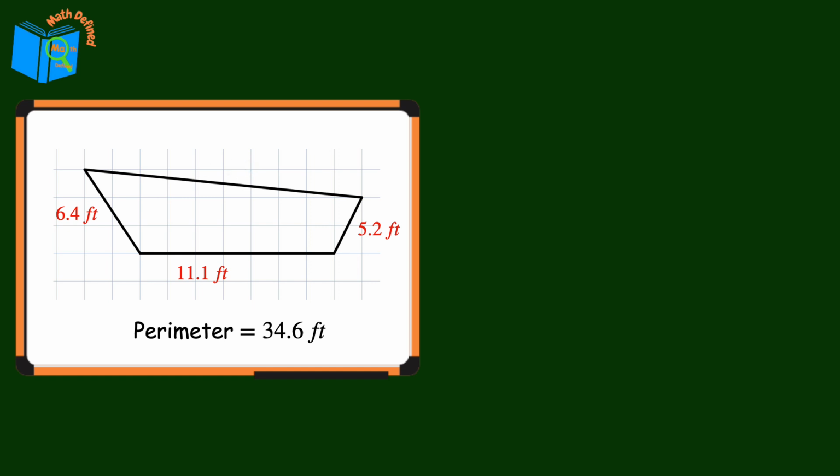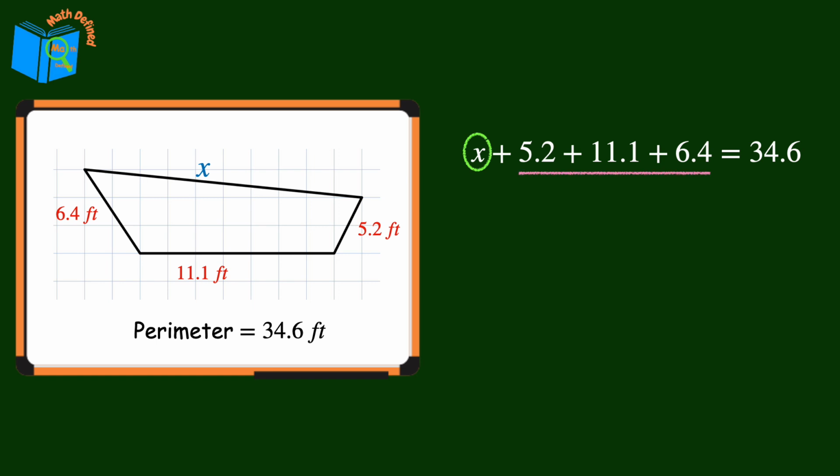Let's use the variable x again to represent the missing side length. And we know to find the perimeter, we need to add the sides together. So we can write this equation, x plus 5.2 plus 11.1 plus 6.4 equals 34.6. The first step in solving for x in this equation is to combine these constants, or like terms. And the sum of these 3 decimal numbers is 22.7. And we'll bring down the x and the rest of the equation.